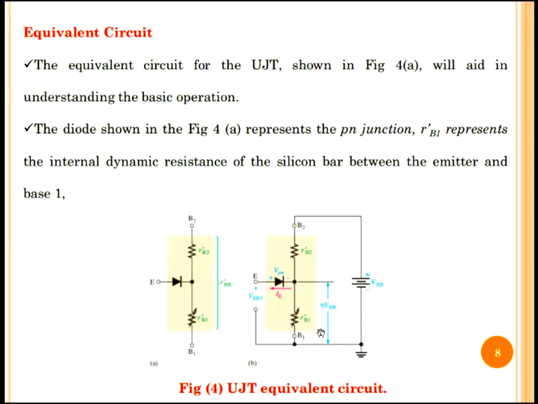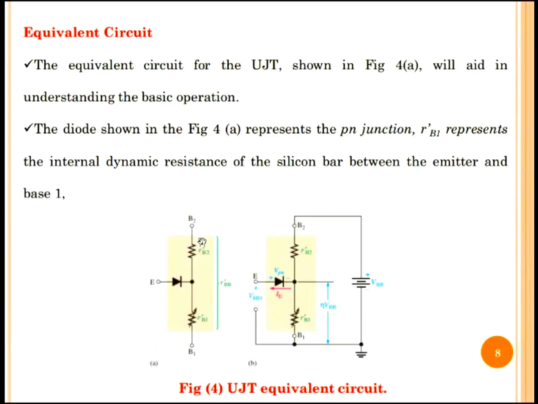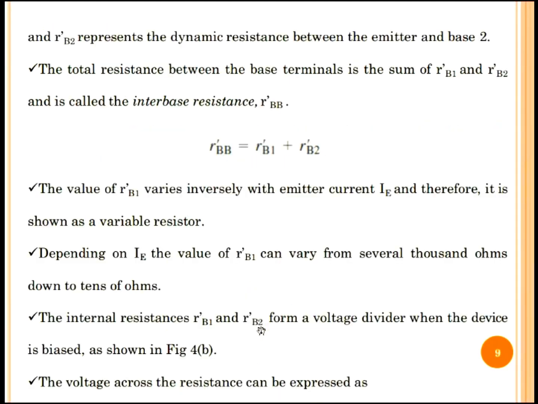So what happens in this case? If you apply current to the emitter terminal, this resistance value decreases. That's what it means. Inversely related means as you increase the current, the base 1 resistance R prime B1 decreases, and therefore it is shown as a variable resistor. Whenever the resistance varies according to the given current, we can just use it as a variable resistor. That's it. Very simple.